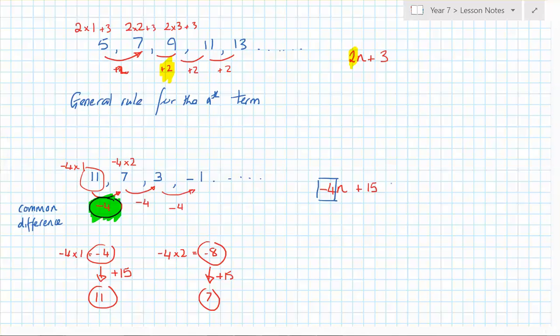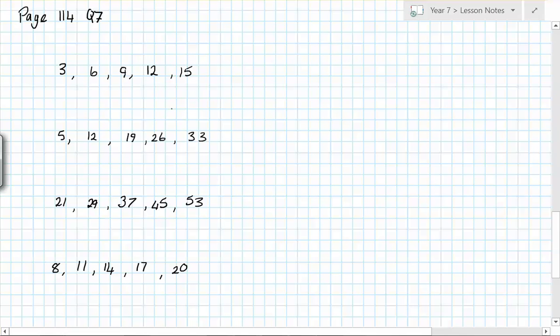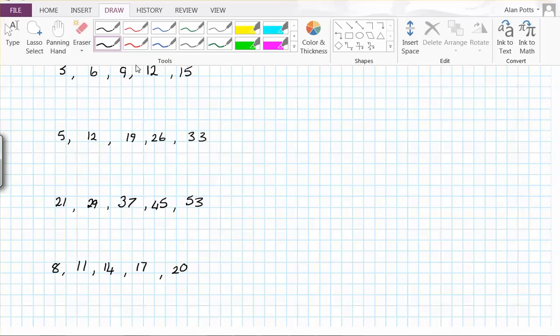There is no next one. Oh, you mean the next number? The next number is? Minus 5. The next one? Minus 9. Okay, can I get you then, guys, to write down those notes and make sure you understand? Okay, guys.